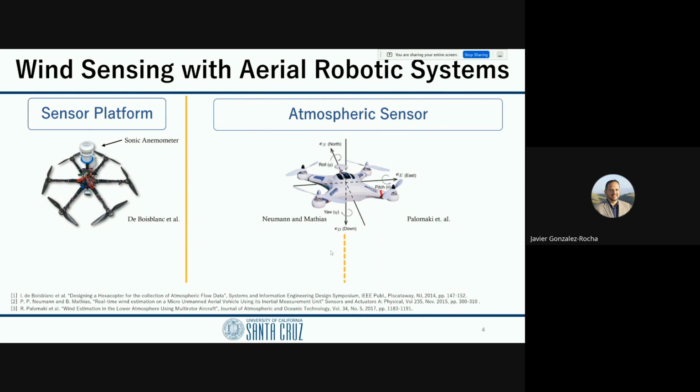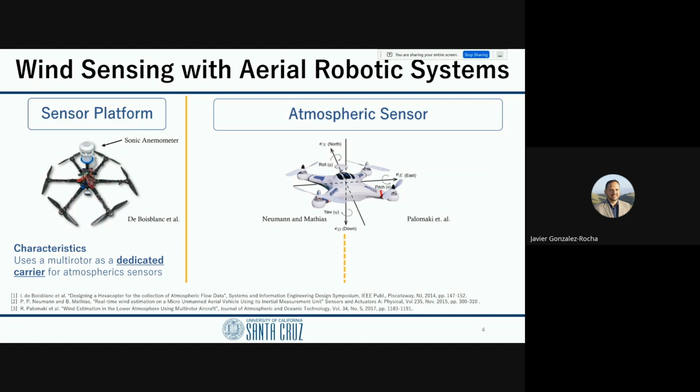Now, with regards to wind sensing using robots, I was not the first person to think about this concept. There were already quite a few people in this space trying to understand how we can use aerial robotic systems to sample the atmosphere. The first approach, which I'm showing to the left, is essentially using the aircraft itself as a platform, as a dedicated carrier for the atmospheric sensors. What you see here at the top is the sonic anemometer.